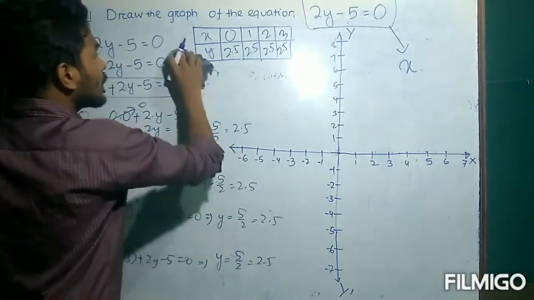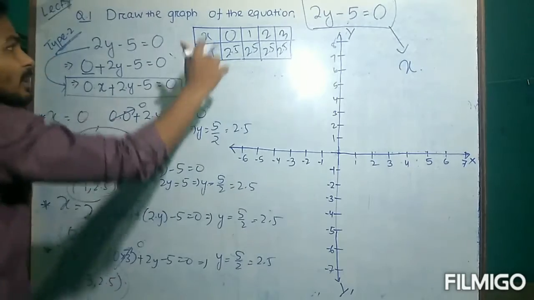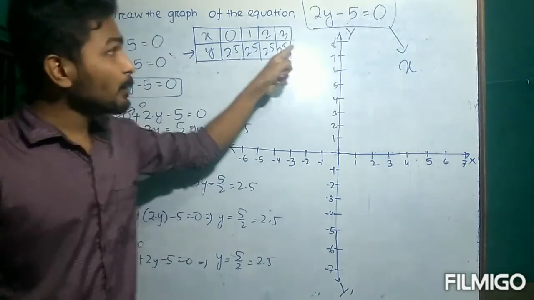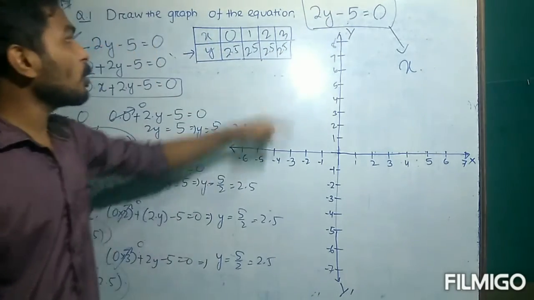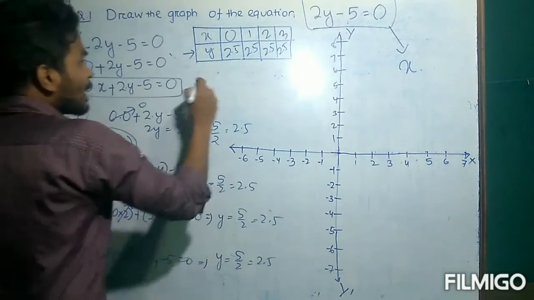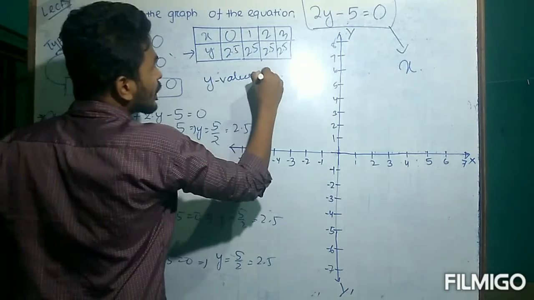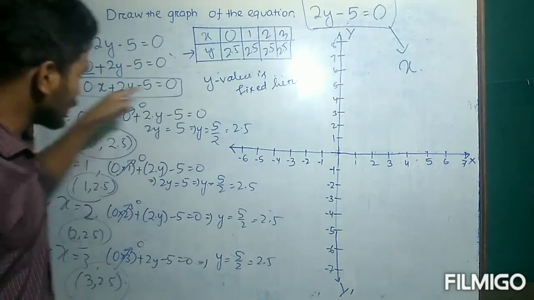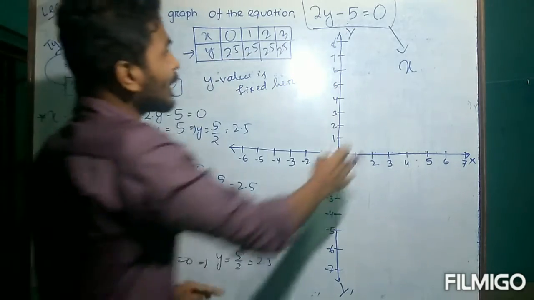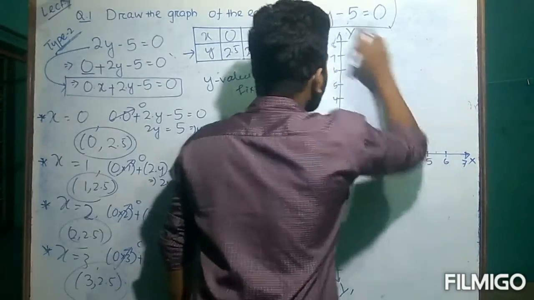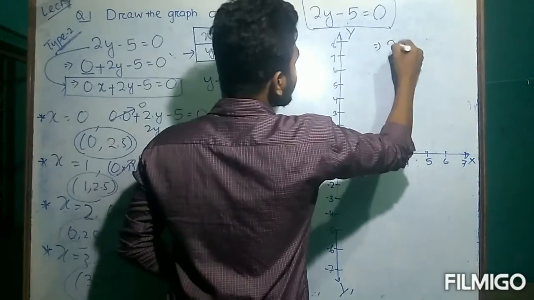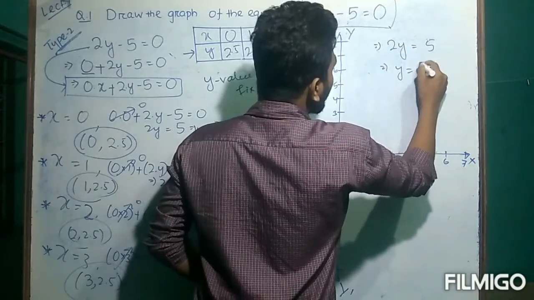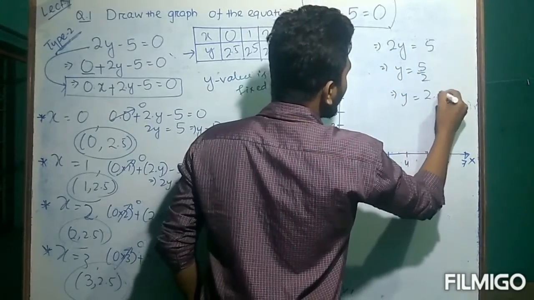Now look at this table. You can see in this table the value of y is always fixed, that is 2.5. Whatever the value of x you put, the value of y does not change. So the y value is fixed here. How can you find that y value without this calculating process? Easily, how? See, by solving for y. From this equation you get 2y is equal to 5. So y is equal to 5 by 2, which implies y is equal to 2.5.